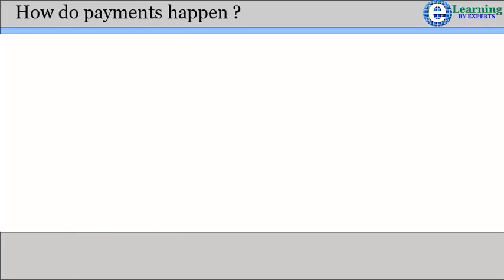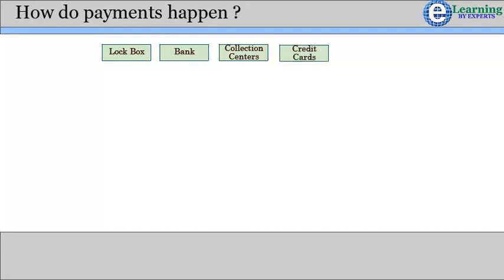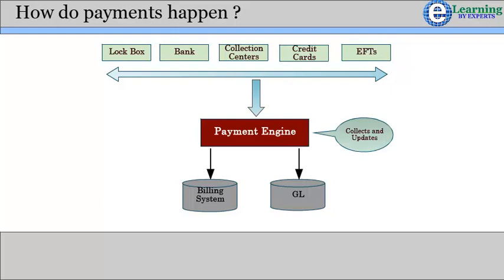Subscribers who receive the bill can use various modes of payment. Lockbox, which is post office, bank. Collection centers, which is telco's collection center. Credit card. EFT, which is electronic fund transfer. Payment engine brings out all the information from the payment agencies, and updates the billing system and general ledger.